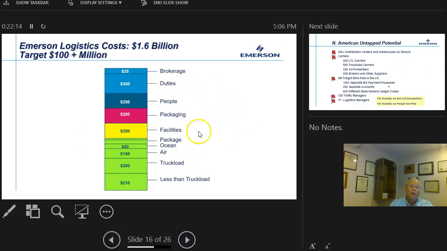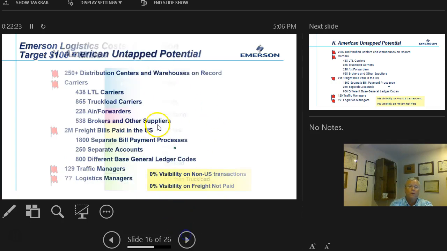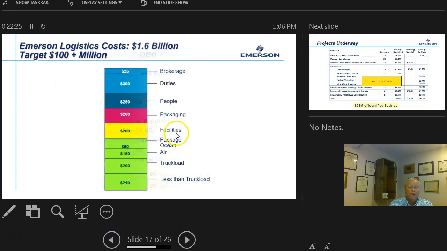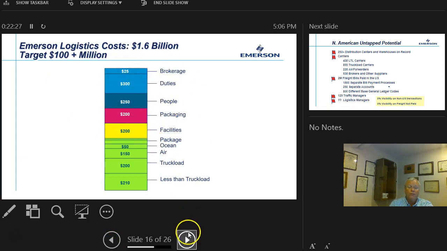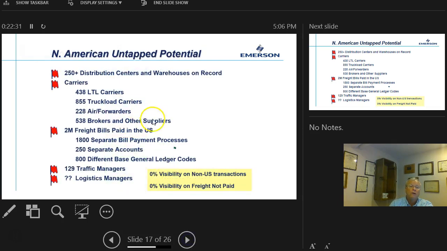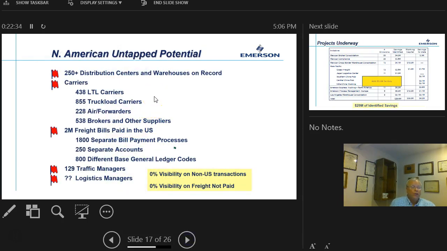Okay, so this is what we were looking at. We're looking at roughly 1.6 billion in cost. You get some idea of what the scope of this was and why we attacked it the way we did. By the way, we didn't know that. This was the first thing I had to do, was establish this. So that's what I did, with some help from some guys from the University of Michigan. We looked at just North America because we knew a lot more about North America than anywhere else. And if you look at that, this is a lineup. Paid 2 million freight bills.